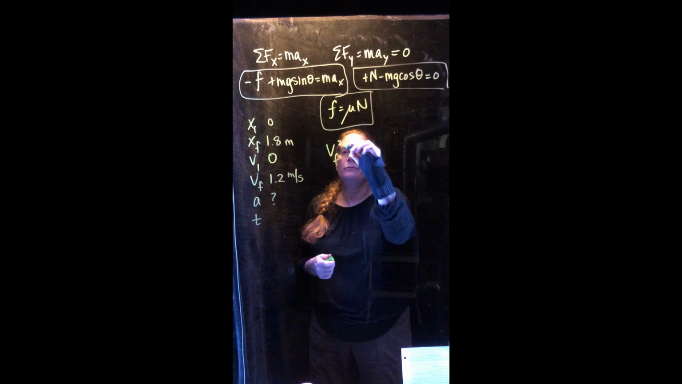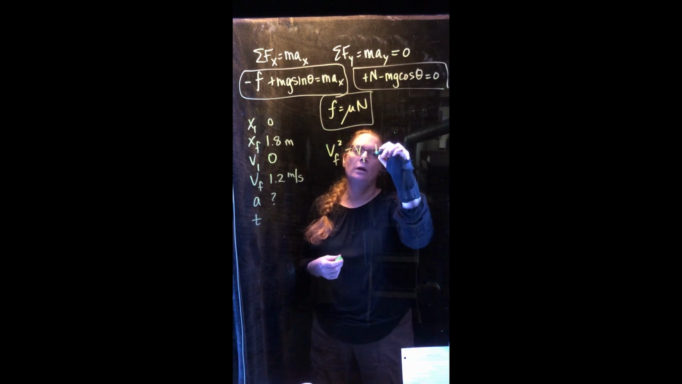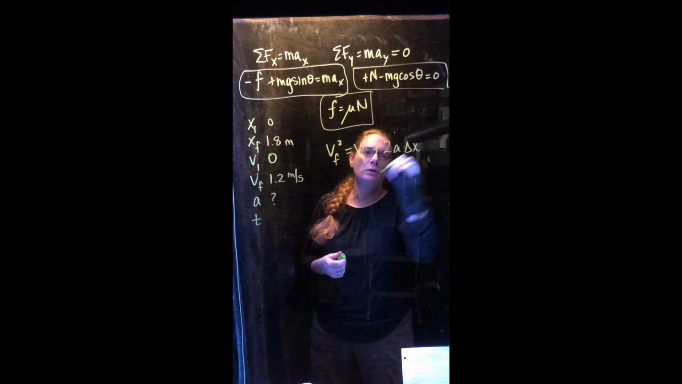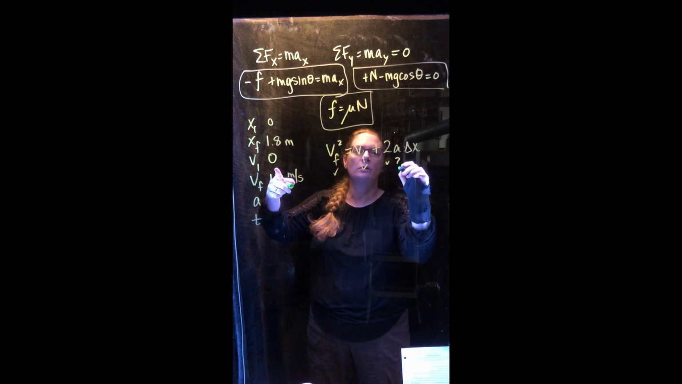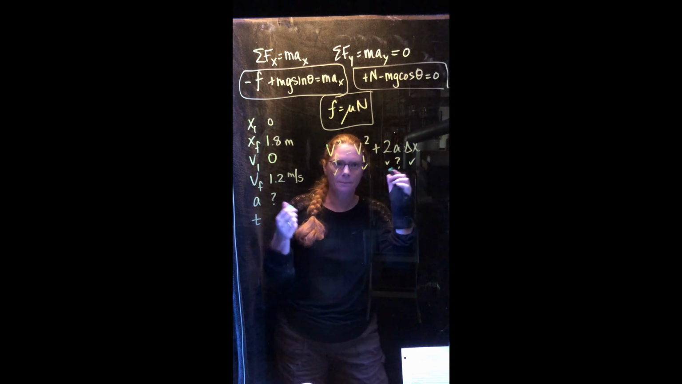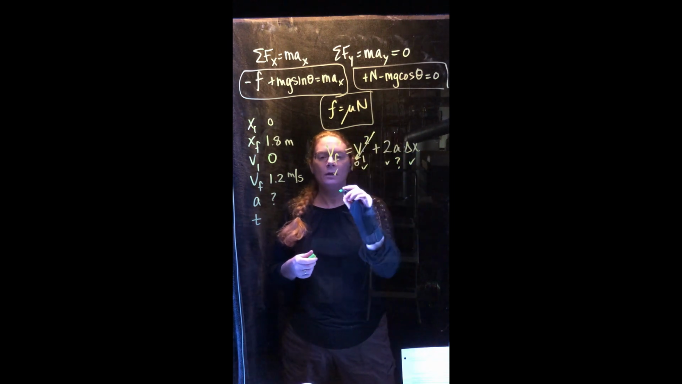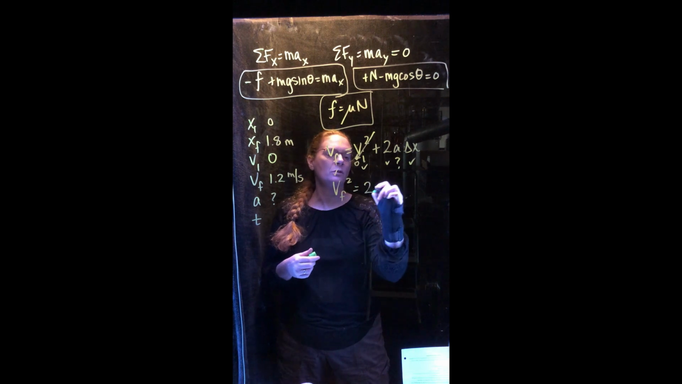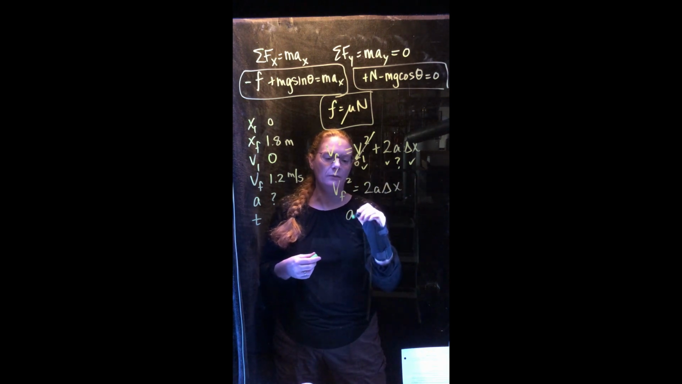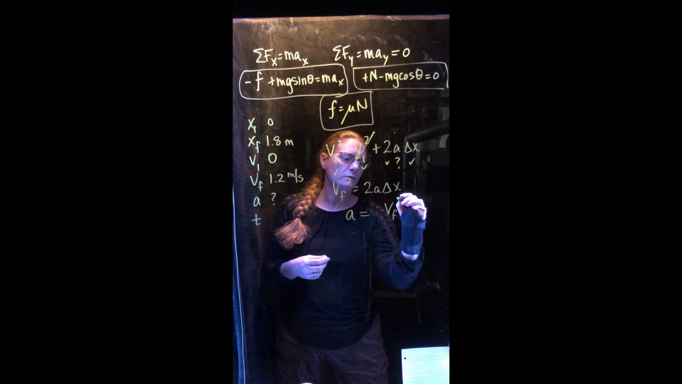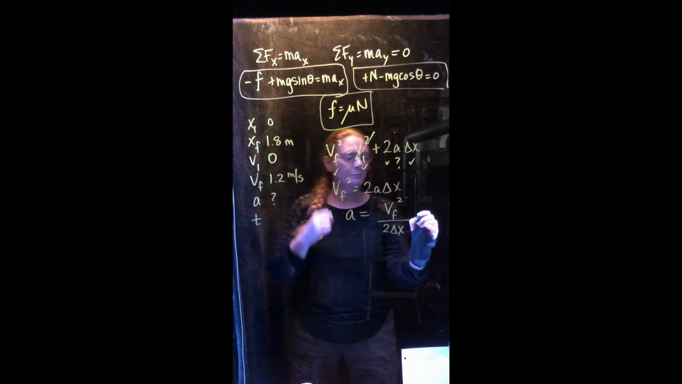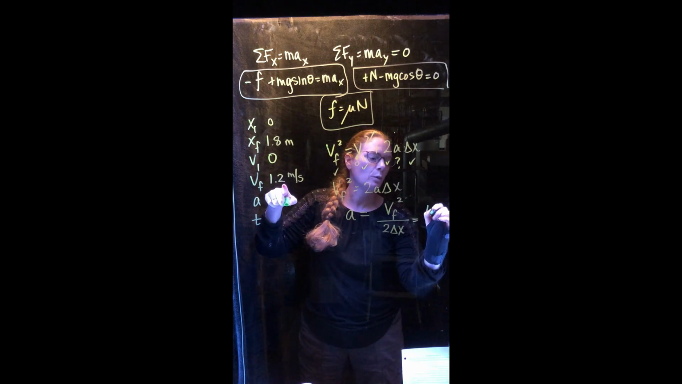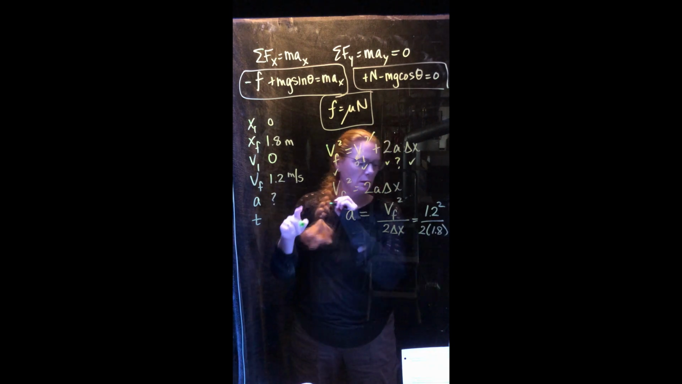That is this equation: v final squared equals v initial squared plus 2 acceleration change in x. We know that, we know that, we know 2, we're looking for a, we know delta x, got it. And that's 0. So v final squared equals 2a delta x. So if I solve this for acceleration, v final squared over 2 times delta x. Is that right? Yep. V final was 1.2, so 1.2 squared over 2 times 1.8.